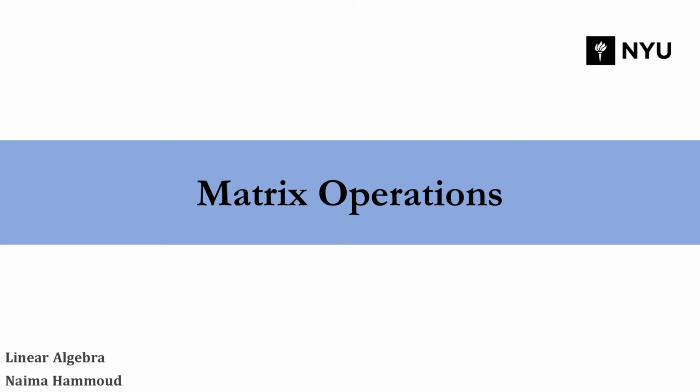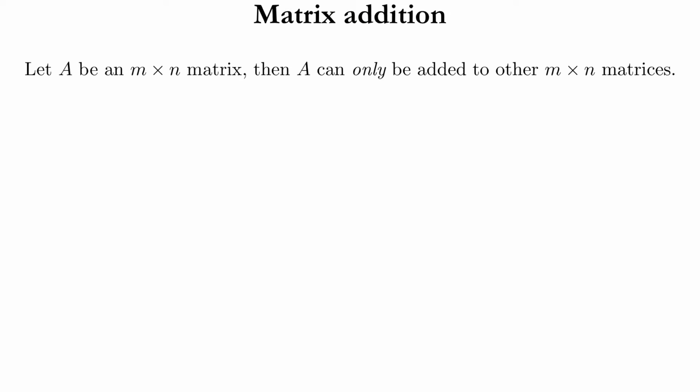In this lecture, we will talk about matrix operations, specifically matrix addition and matrix multiplication. Suppose we are given a matrix A, which is of size m by n. That is, A has m rows and n columns. Such a matrix can only be added to matrices that are of the same size, that is, matrices that have m rows and n columns.